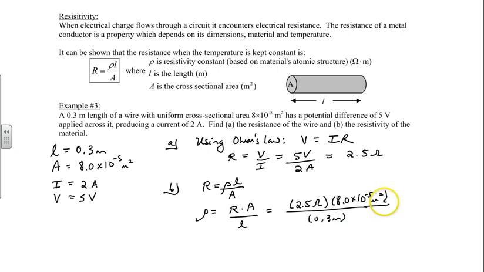So go ahead and put that in your calculator, and you'll get a resistivity of 6.67 times 10 to the power of negative 4, and this is in ohm meters. If you look at this, the meters here will cancel with one of those meters, and you'll have ohm meters. Those are the units that we use for resistivity. Okay, and that's it for example number 3.